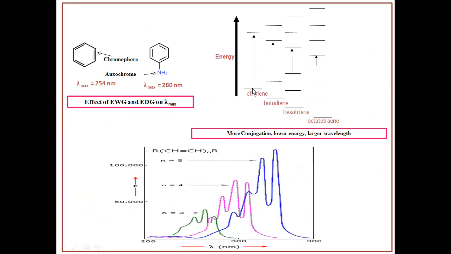So this is what an auxochrome does with the chromophore when it is attached. The effect of conjugation is shown here with ethylene, butadiene, and hexatriene. As we are increasing the conjugation, the energy gap is decreasing and the lambda max value is changing. So here we see that as we increase the conjugation in molecules, the lambda max value is increasing.